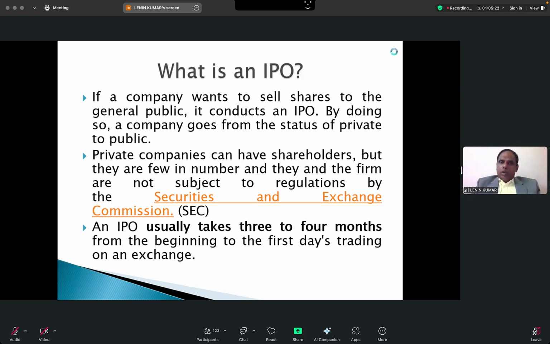Now, by doing so, a company goes from the status of private to the public. Okay, I told you just now. Private companies can have shareholders, but they are few in number. That is what I told you. Everybody will be from the relatives, maybe from our family, friends. There will be very few numbers, and the firm are not subject to regulations by the Securities and Exchange Commission. So I told you there is a regulatory body in case of Dubai financial market and even other foreign markets. There is a regulating body called SEC, that is the Securities and Exchange Commission.